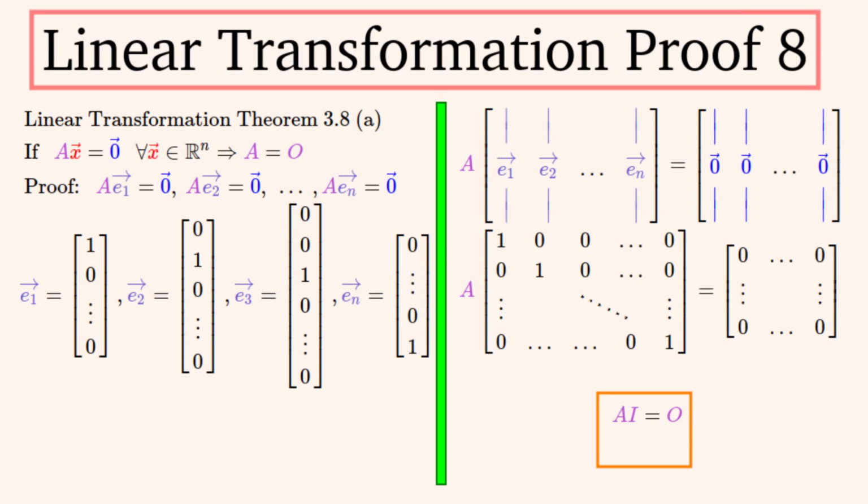And we can rewrite this matrix equation as this smaller equation down here. The matrix made up of standard basis vectors will become the identity matrix, and the matrix made up of zero vectors will be the zero matrix. And so the identity matrix may be eliminated, giving us this equation that says that this matrix A is the zero matrix.